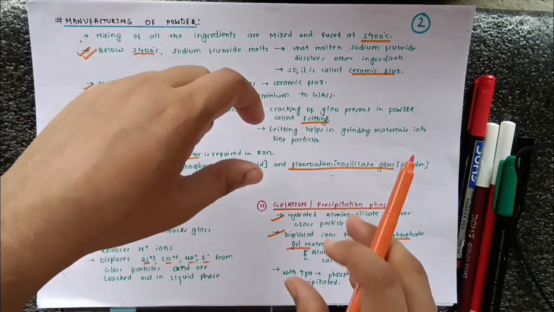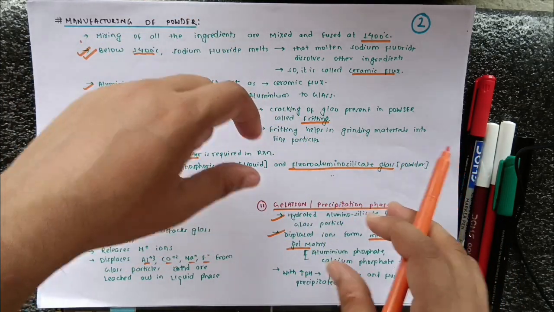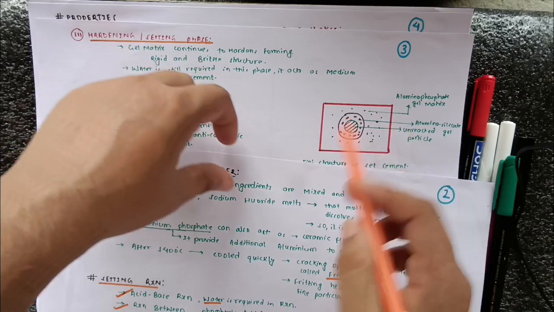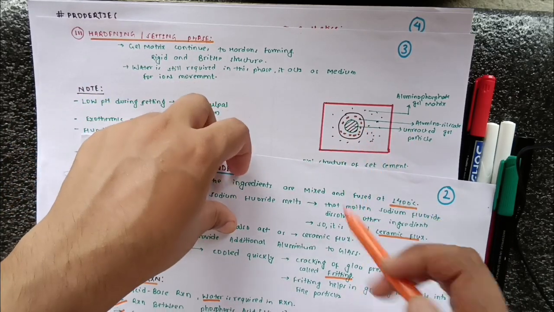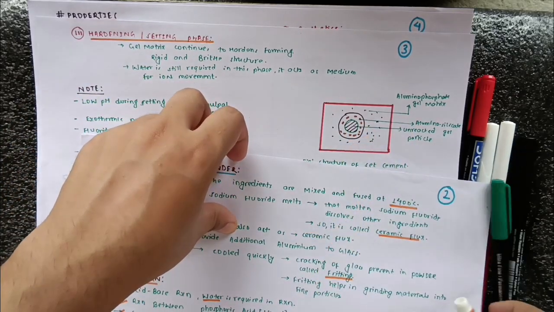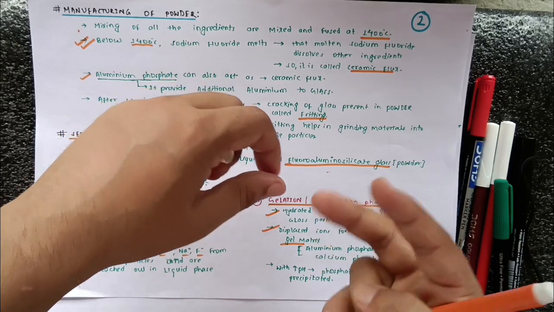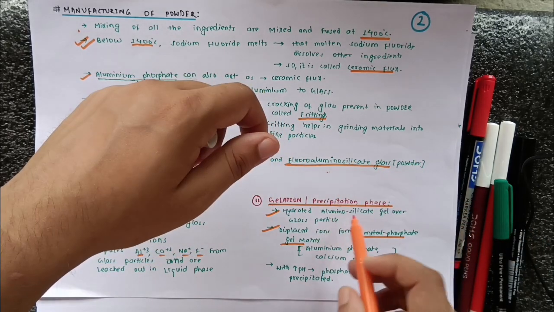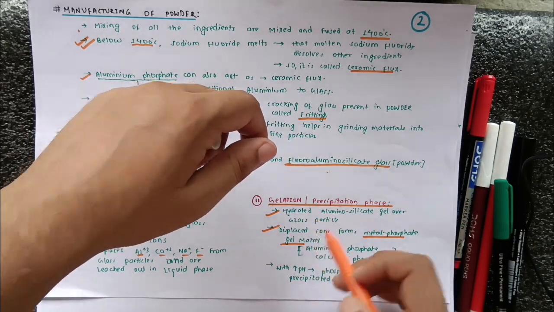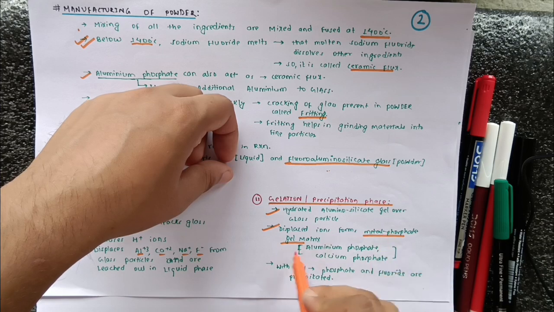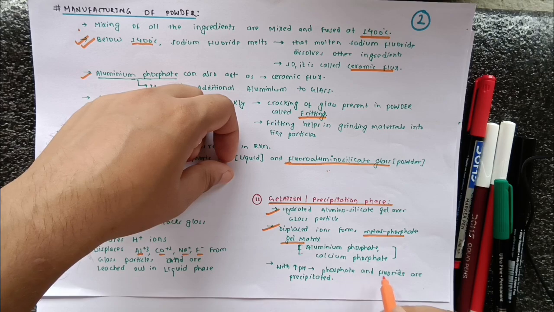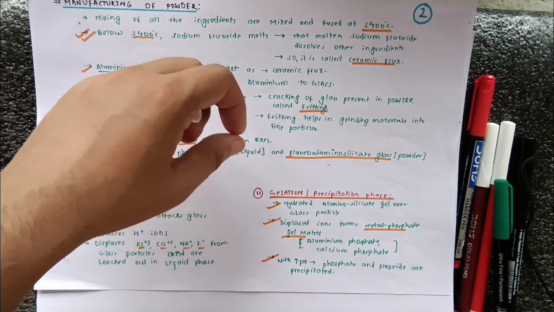You will be clear when I show you the picture of the set mass that I have drawn here. For now just remember there is a formation of two special things: aluminosilicate gel over the glass particle, and the metal phosphate gel matrix. Similarly, when the pH is increased, the phosphate and the fluoride are precipitated. You should remember this.